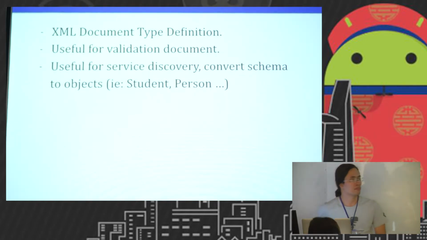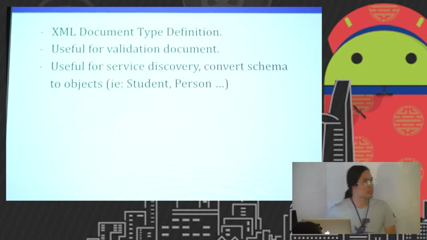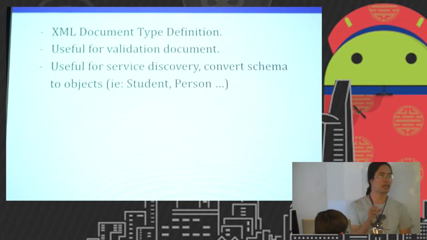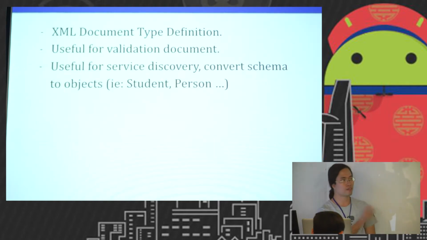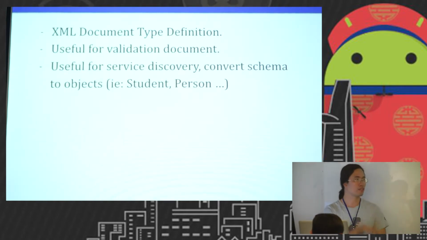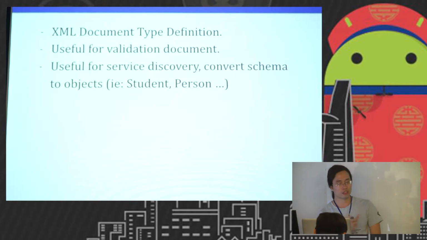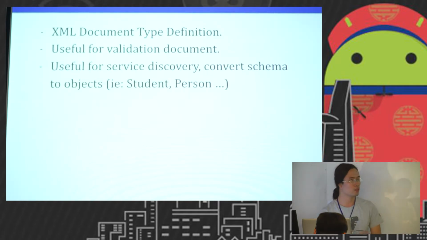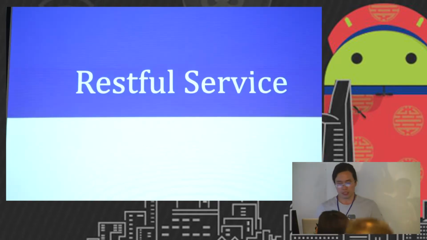For example, for a long time when I was working with SOAP services, I could use some tools that get the DTD file from the service URL and convert it to the model, because in XML we have enough information for building the model, for example model attributes, data types, something like that.